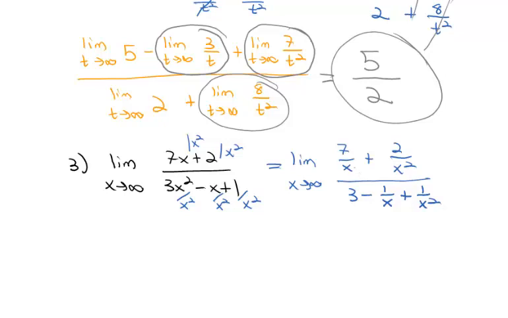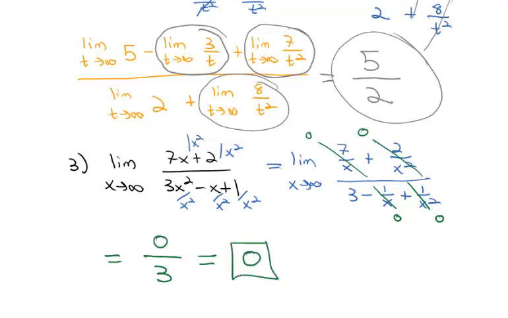And you'll see the 7 over x is going to go to 0. The 2 over x squared is going to go to 0. The 1 over x goes to 0. The 1 over x squared goes to 0. What's left in the numerator is 0 over what's left in the denominator is 3. Everything else is 0 when x goes to infinity. 0 divided by 3, 0 is on top, that's okay. That is 0. And the limit of this function as it goes to infinity is 0.